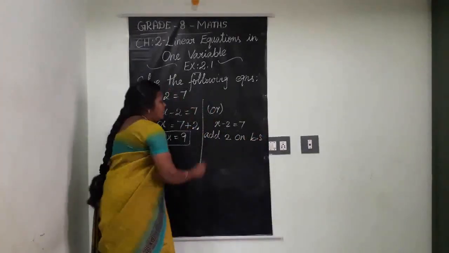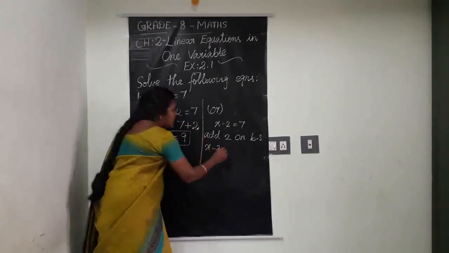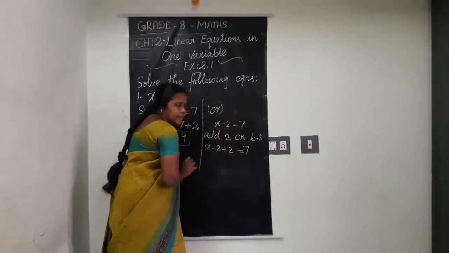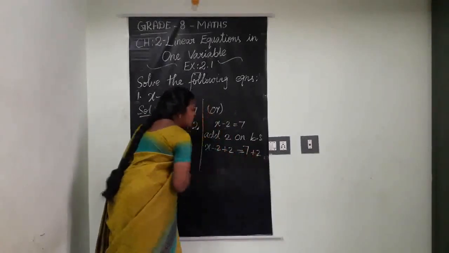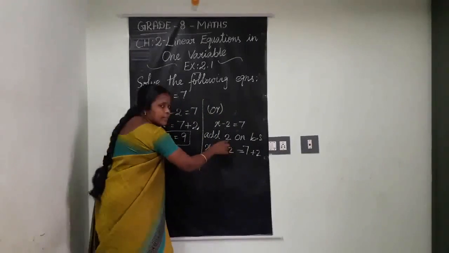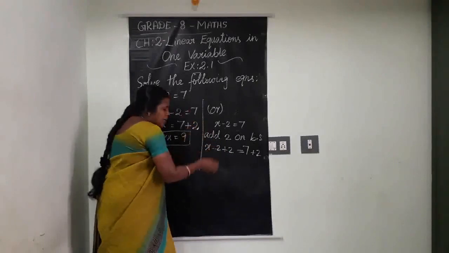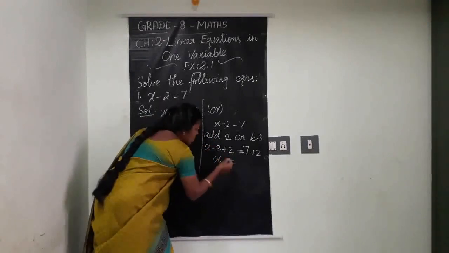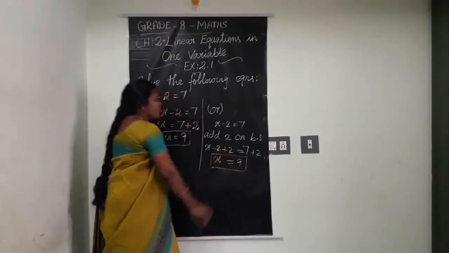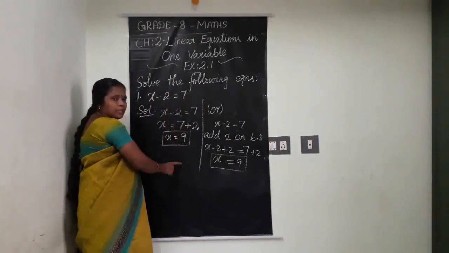Add 2 on both sides. BS. See, x minus 2 is already at the left hand side, with that plus 2. Like that, 7 is already at the right hand side, with that plus 2. What comes? Minus 2 plus 2, what answer? Finally, 0 only. That means, which is our left hand side? The remaining part, x alone. So x equal to 7 plus 2, 9. This is another way of solving an equation. Clear, children? This is the transposition method.